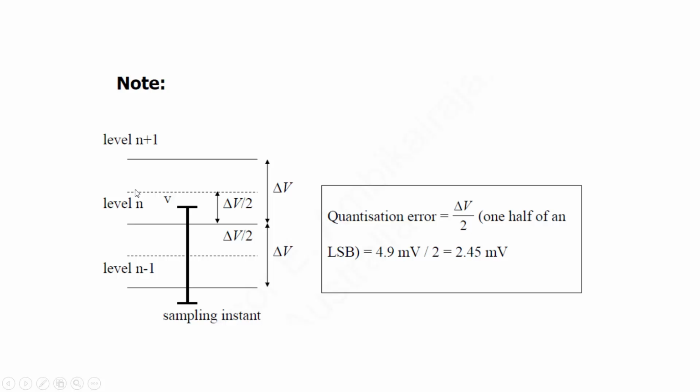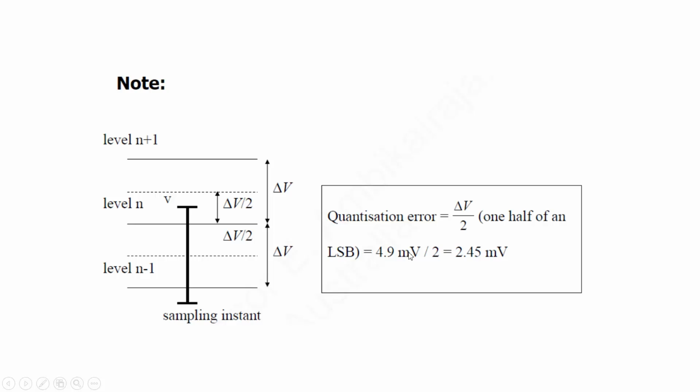because the sampled value was lying here. It should have been allocated n, but we allocated n plus 1. So the difference between the actual sampled value and the level is delta V, and the maximum difference can be delta V by 2. That's the maximum value of the quantization error. Every time, the quantization process will introduce quantization noise in the signal, and the maximum quantization error can be delta V by 2, one half of an LSB basically.